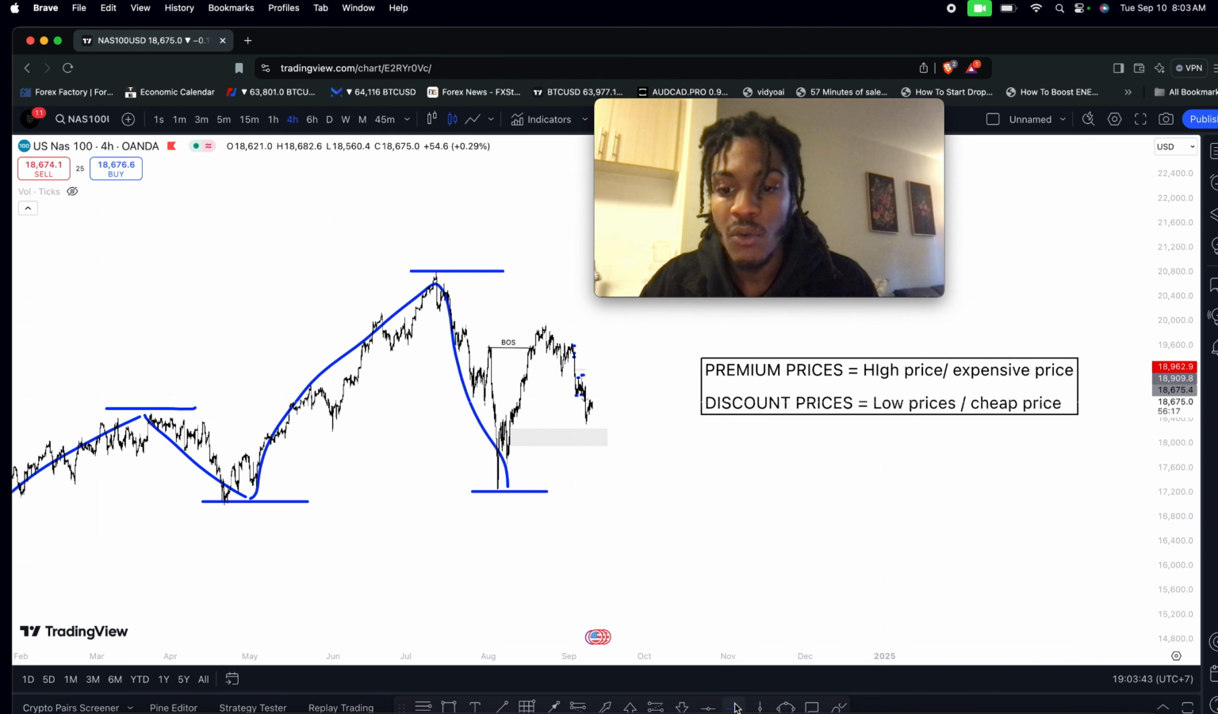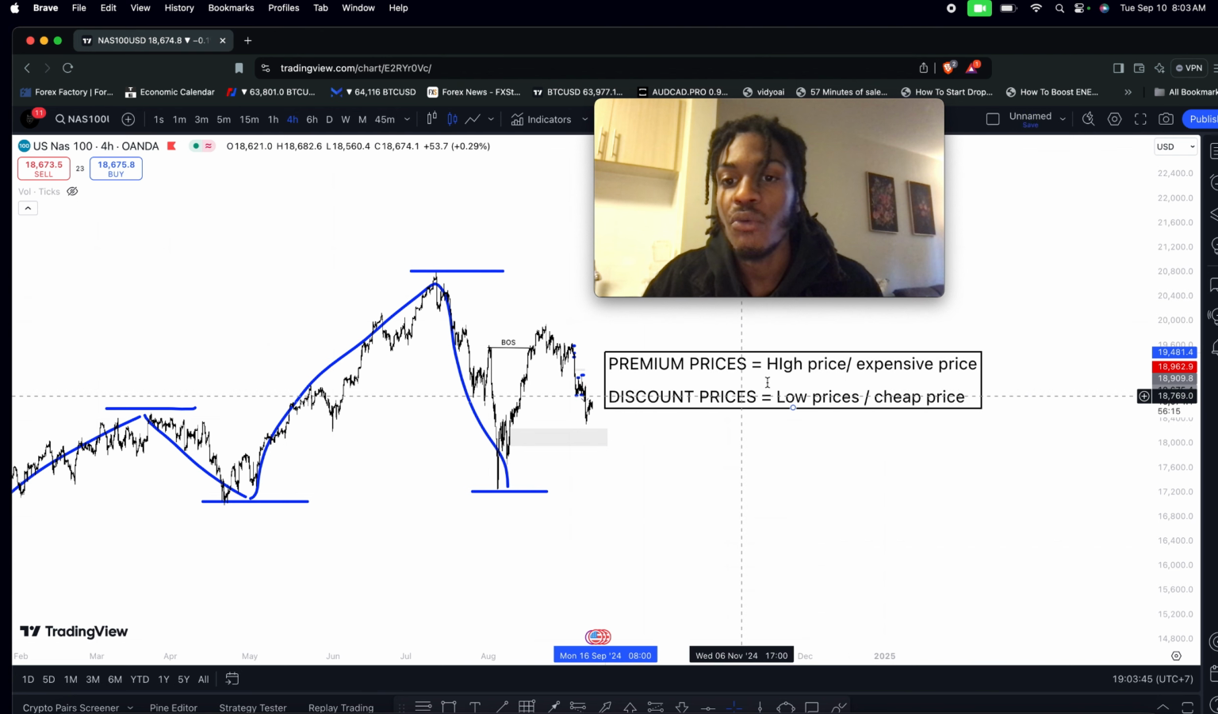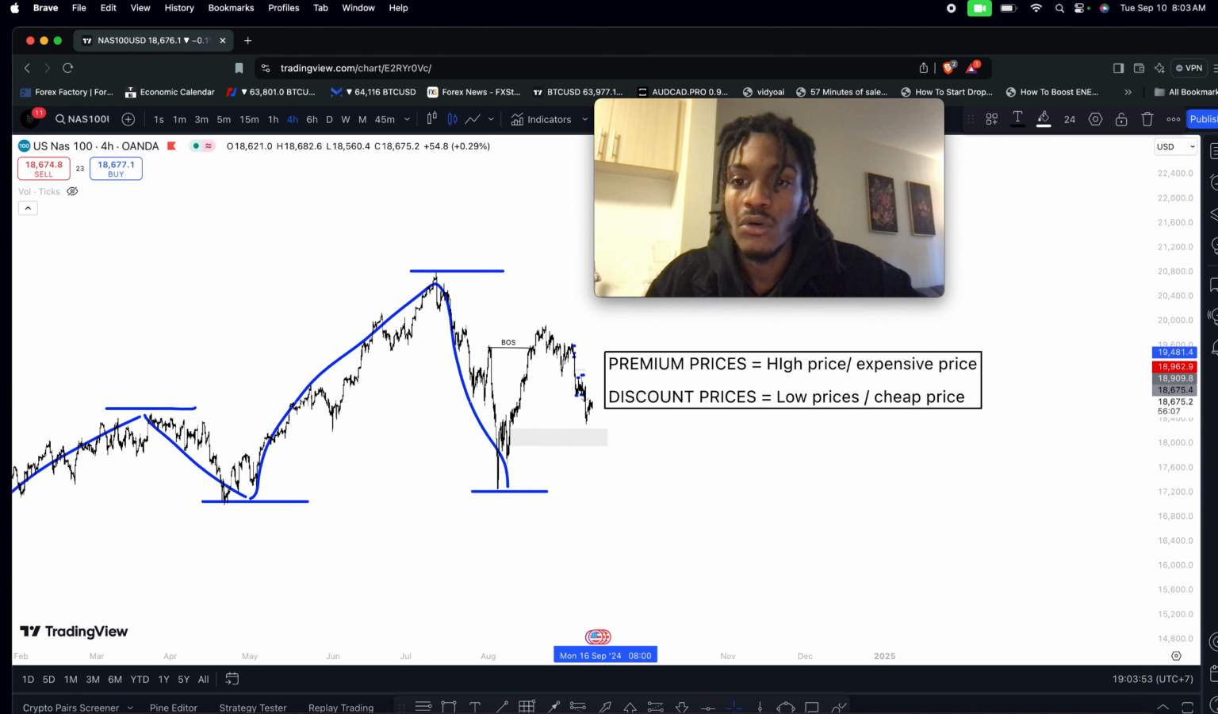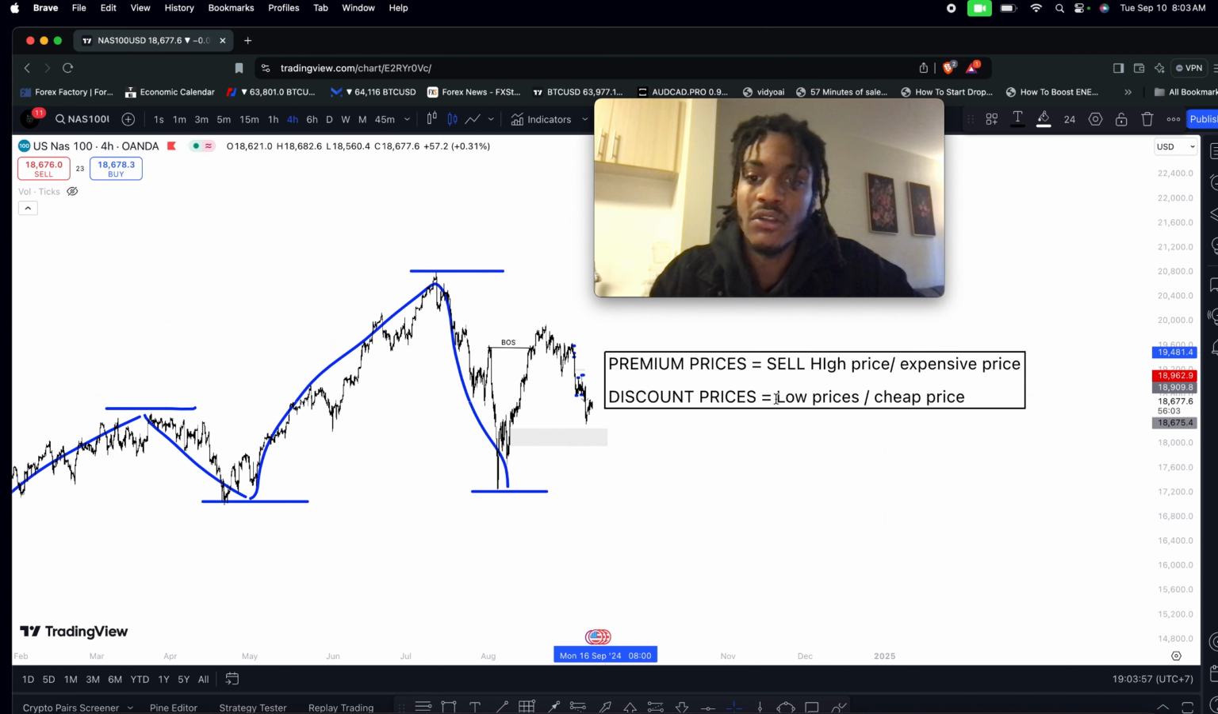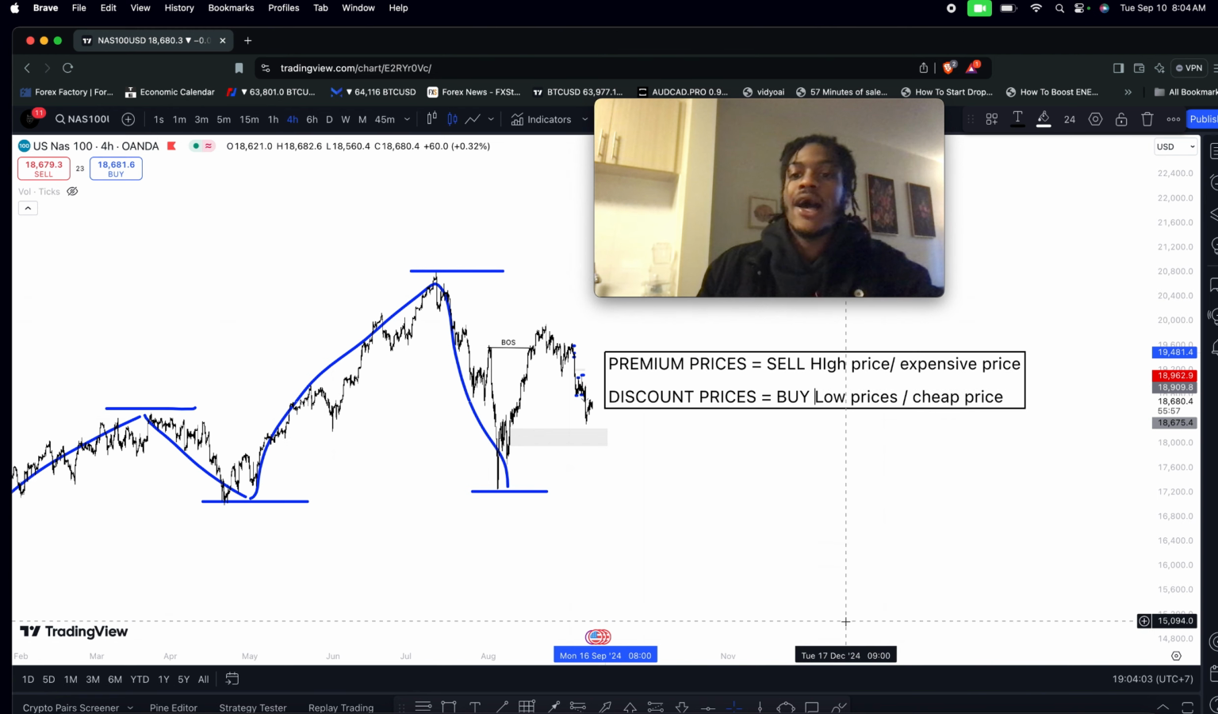So if you can write that down, what I just wrote on the screen, premium prices equals high price, expensive price. And then I'm gonna write sell here so you guys can see it too. Sell high price. Sorry, it's weird. Sell high price. Okay, so that's buy low price. So write this down. Buy at discount prices, sell at high prices, expensive prices.